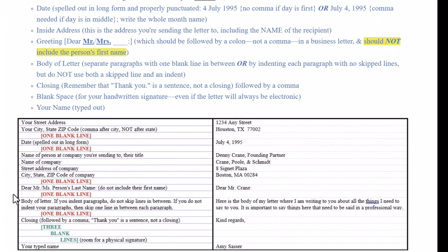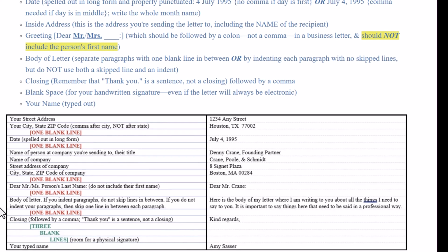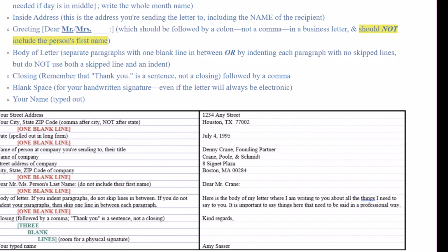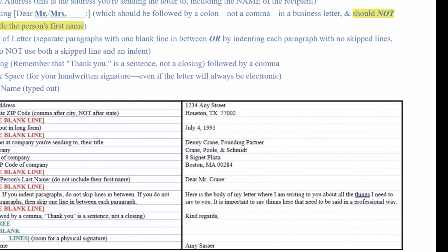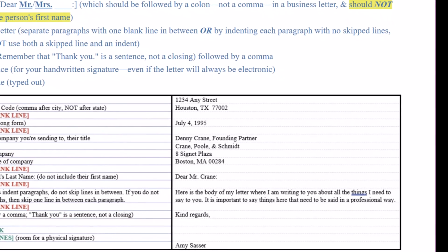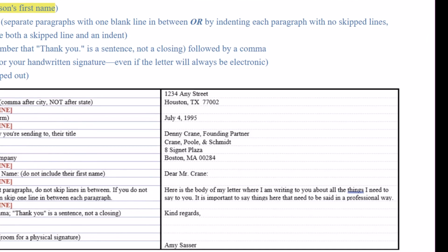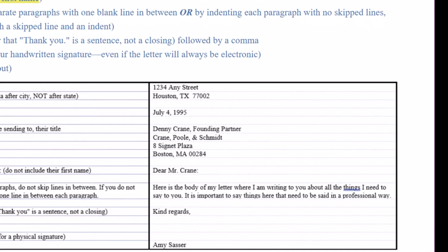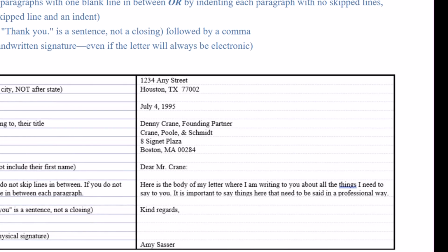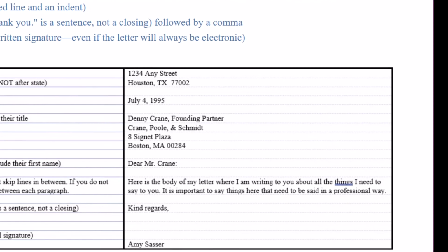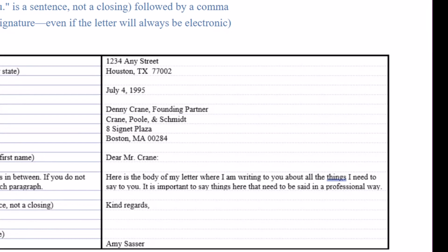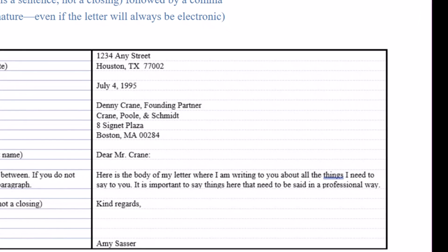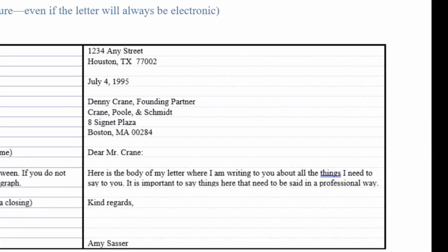Then you'll skip one line and you'll have the body of your letter. If you have more than one paragraph, make sure that you leave one blank line in between each paragraph in the body of your letter. After that, you'll skip one line. You'll write your closing, followed by a comma. This can be sincerely, this can be kind regards. It cannot be thank you. Thank you is a sentence. It is not a closing, so make sure you don't use thank you there.